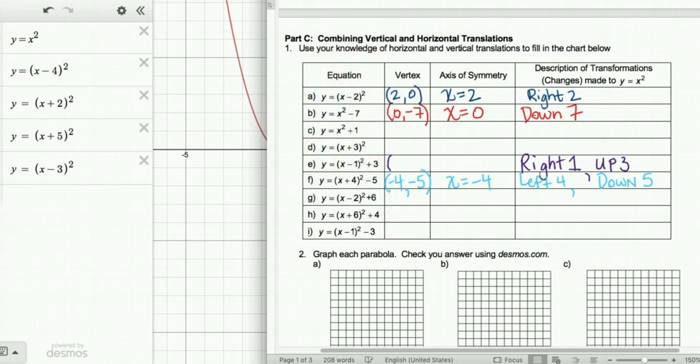Okay, so the vertex here, it was -1, so you went right 1. The vertex from 0, 0 became 1, and then +3, it went up 3. So it went right 1, up 3. And the axis of symmetry is x equals 1.